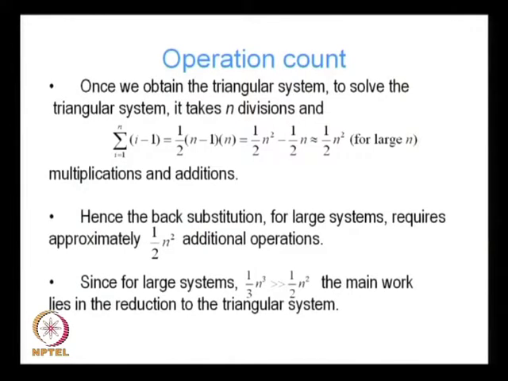So, if we want to speed up Gaussian elimination, we have to find cheaper ways to do the reduction. We have to cut down the cost of the reduction, and there are several ways of doing that. We are going to talk about some of them later on.